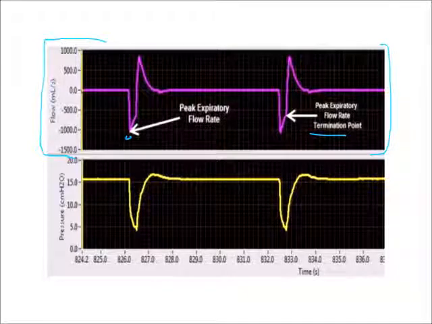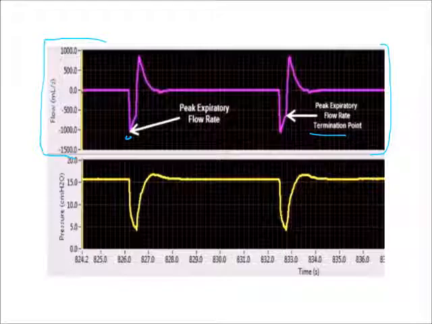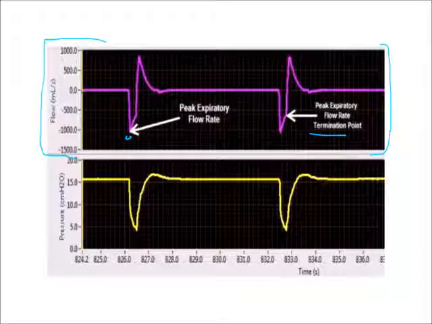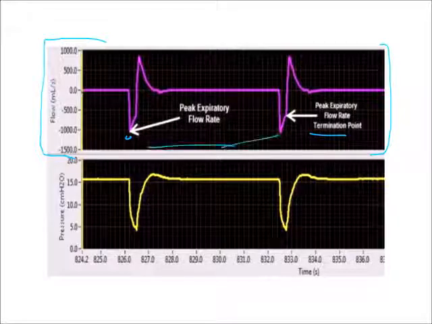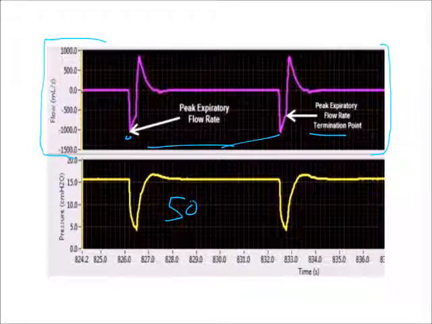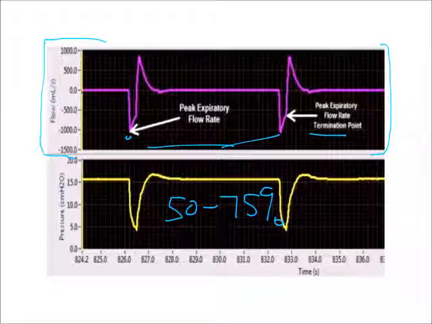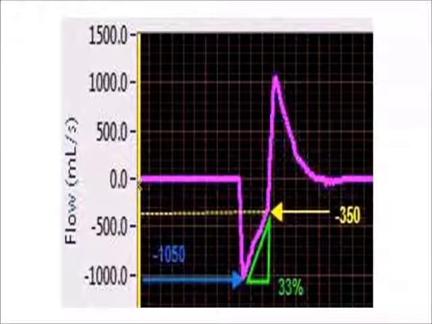So when we set T low based on the expiratory flow waveform, we want to titrate our T low to obtain a peak expiratory flow termination point at 50 to 75% of the measured peak expiratory flow rate. So the difference between these two, we want it at 50 to 75%. How do we calculate that?